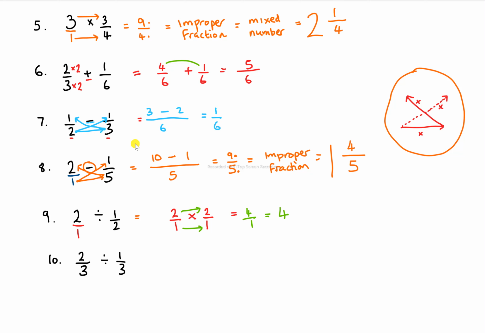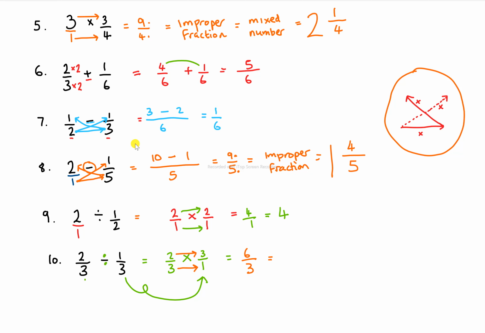Right, let's do this last one. Keep the first fraction the same, so that stays as 2/3. The divide turns into a times, and we flip this fraction over, so it becomes 3/1. Now it's a fraction, you multiply straight across, so it's numerator times numerator. 2 times 3 is 6. 3 times 1 is 3.